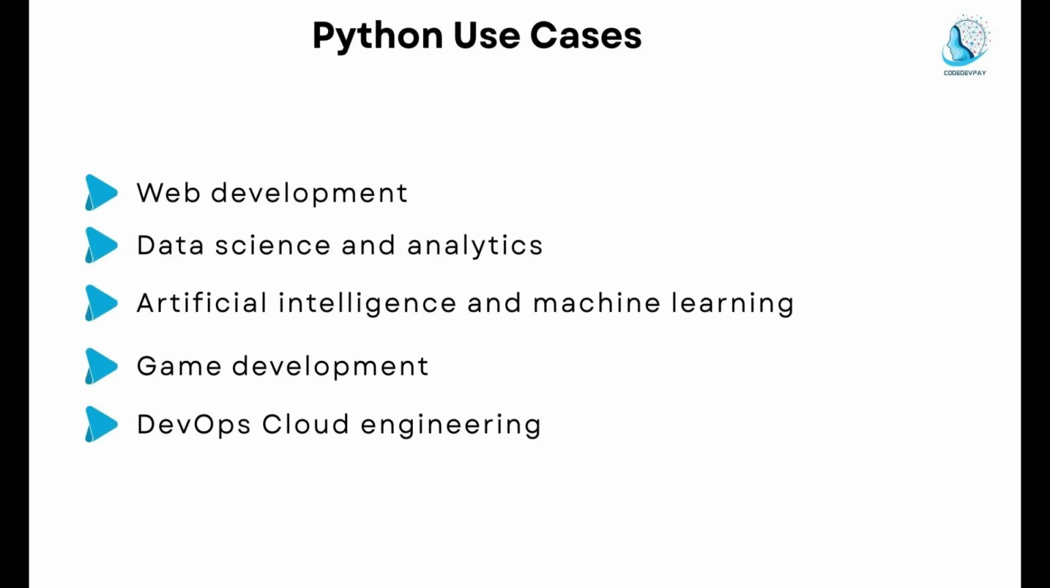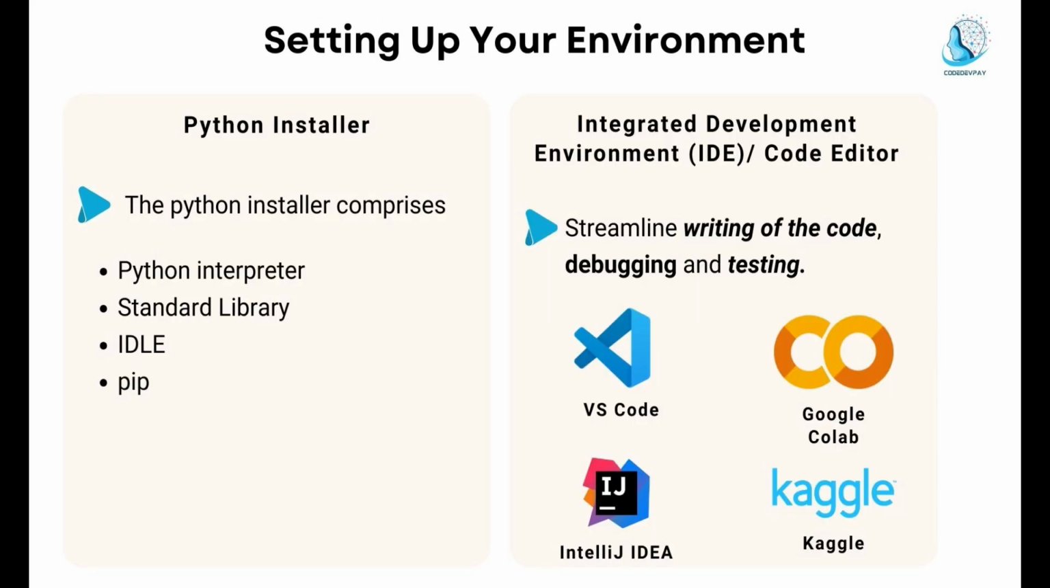Let's look at some of the use cases of Python. Python is being used in web development, data science, where we analyze large amounts of data and make inference from it. Python is also being used for artificial intelligence and machine learning, and for game development and also for cloud engineering.